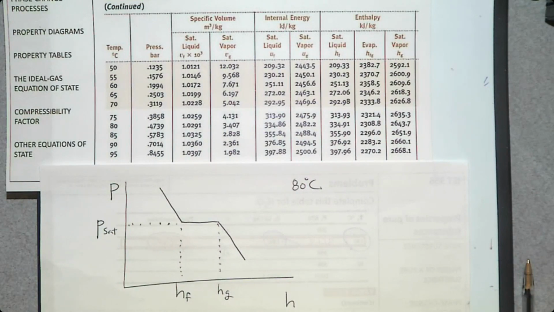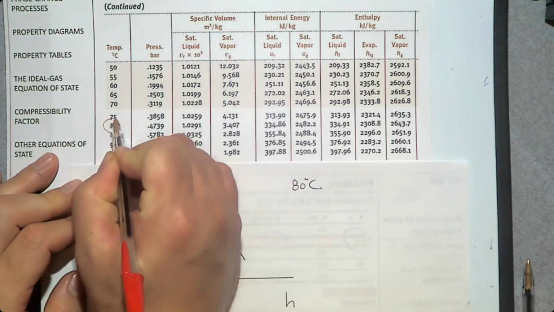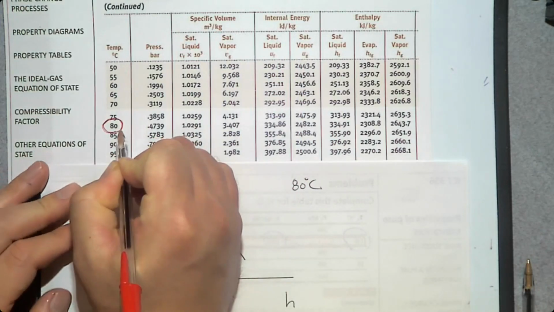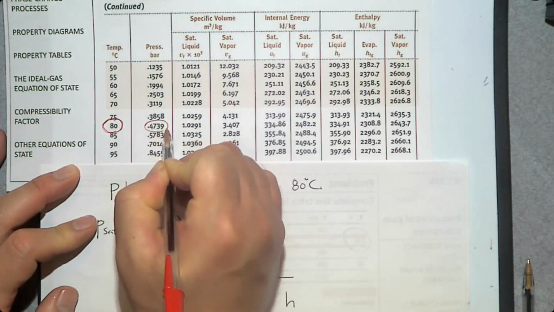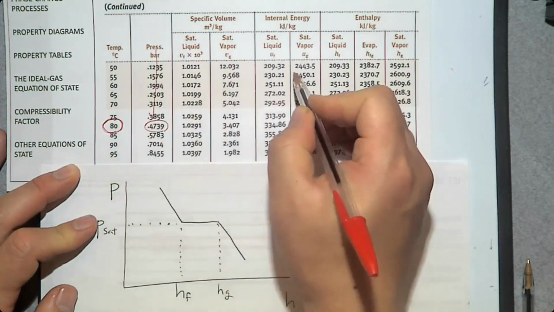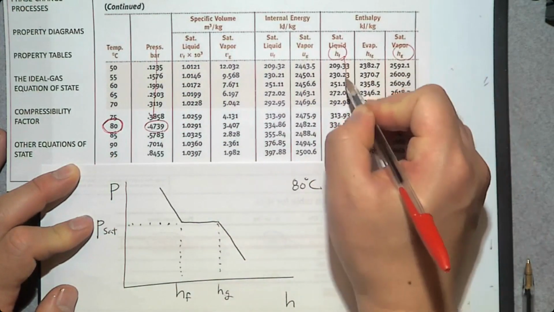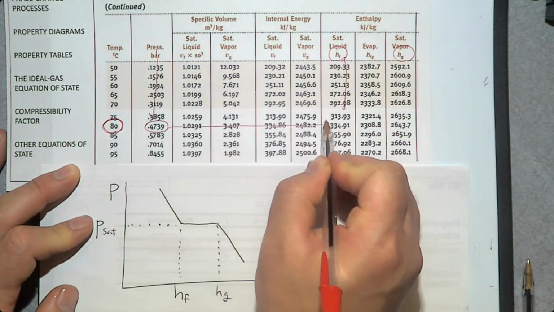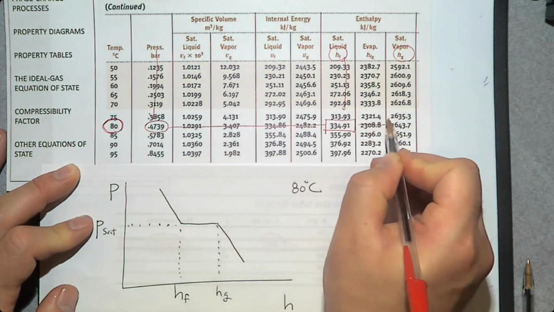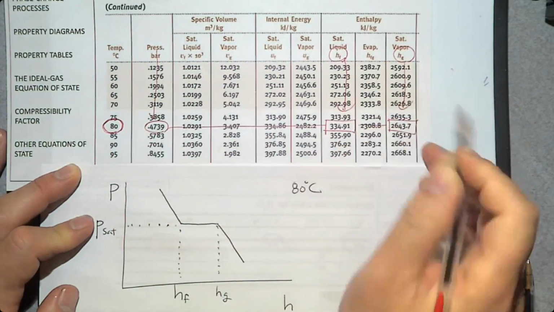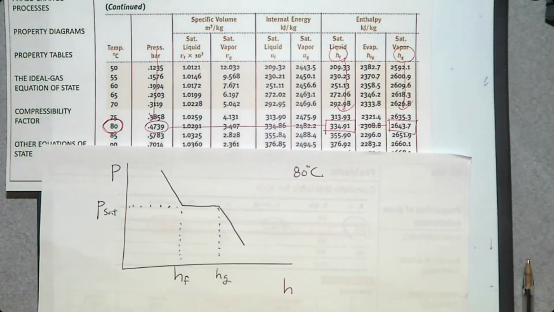So let's find 80. Where is it? There is 80. So P sat is this one, and this is hf, hg. hf is this one, hg is this one. Okay, so I'm going to write these three properties to complete this Ph diagram.